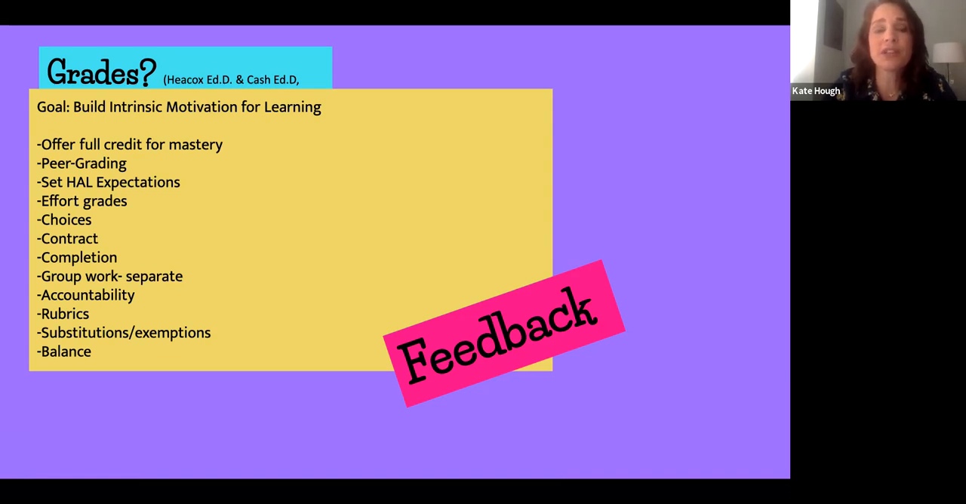Contracts are shown in a lot of different books for differentiation. So if you're interested in contracts, there's lots of samples online. I don't tend to use a lot of contracts just because I feel like it's one more added piece when I could have a conversation with the student about what the expectations are, or I could show them a grading rubric that we put together.